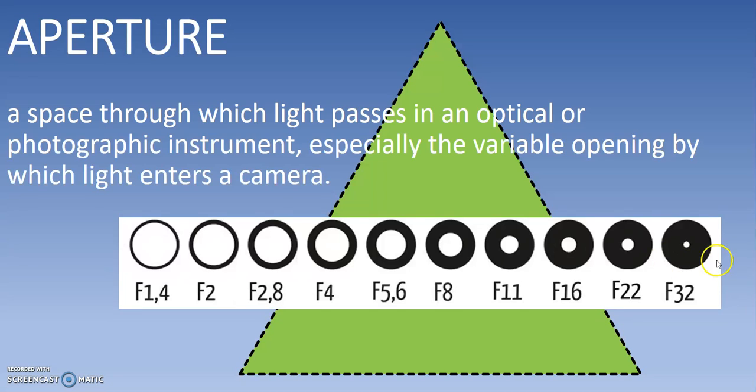The aperture, though, is a space through which light passes in an optical or photographic instrument, especially the variable opening by which the light enters. Basically, your cameras and your telescopes will have an aperture also, and it affects how much light enters. It's like the pupil of your eye. The darker the area, the wider your aperture needs to be. The pupil gets larger. The brighter the area, it makes it smaller.